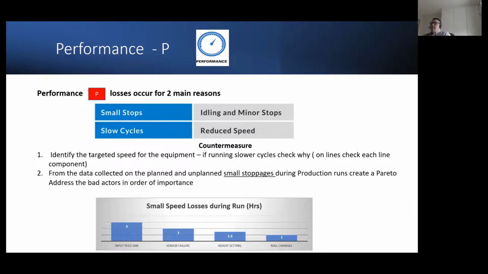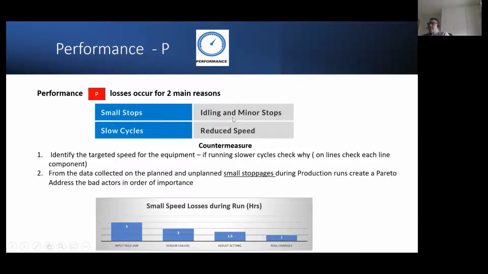Performance losses, or P losses, occur for two main reasons from the big six losses: small stops and slow cycles. This means idling and minor stops for small types of adjustments that are less than about 15 minutes. Slow cycles mean sometimes we slow down the machine because it's not able to run currently at its spec. Perhaps when we run it faster, we get blockages. Perhaps we experience overheating, etc. So we turn the machine down. So those are the main reasons why we do that.